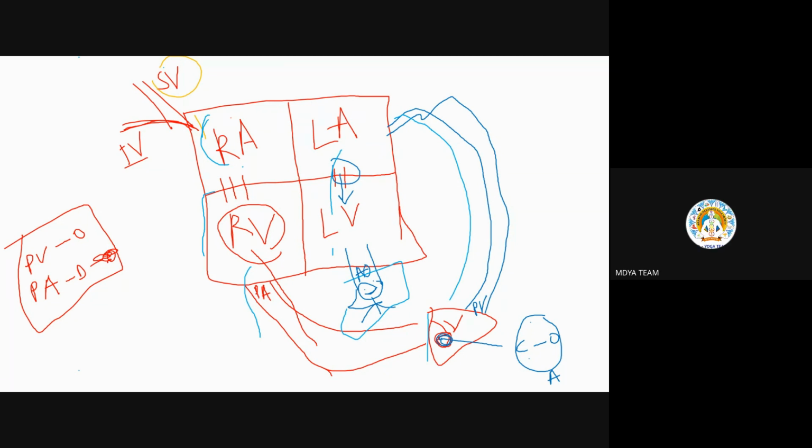Okay, the mitral valve is in between the left part. So this bicuspid valve can be called the mitral valve, between the left atrium and the left ventricle. This bicuspid valve is called the mitral valve.